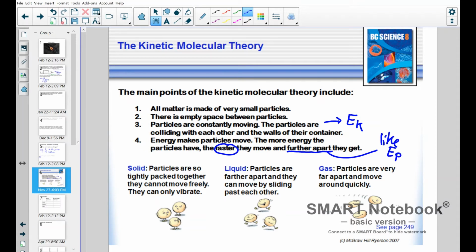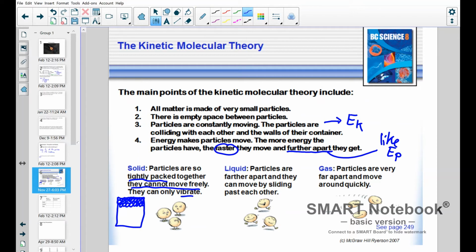So when you have something that's a solid, the molecules have very, very tight bonds between them. They're tightly packed together, they cannot move freely, and they can only vibrate. So if I imagine a beaker with some sort of block in it, maybe this is just a block, it has all of these little molecules packed very, very, very tightly in.